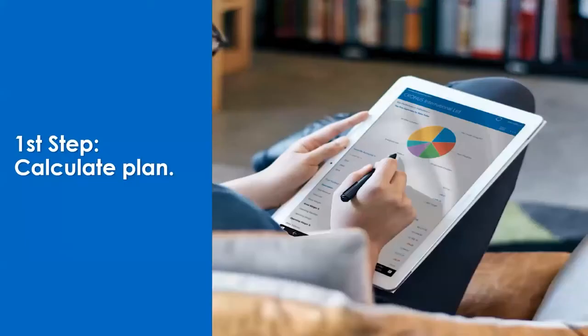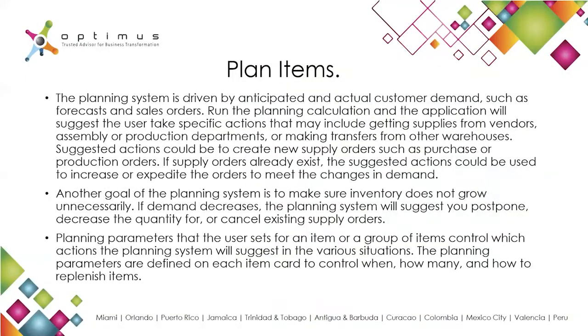Okay, so very good. First of all, we're going to start with one action, that is a plan calculation. And what is it? Basically, we have a planning system here in Business Central. This is driven by anticipated and actual customer demand, such as forecasts and sales orders, right? Not necessarily will we always need that. We're going to check it, but we're going to run the planning calculations, and the application will suggest the user take specific actions that may include getting supplies from vendors, assembly, or production departments, right? Or make a transfer from the warehouses.